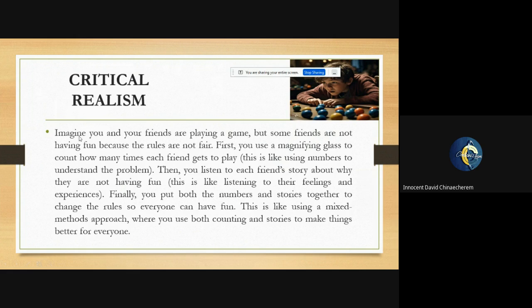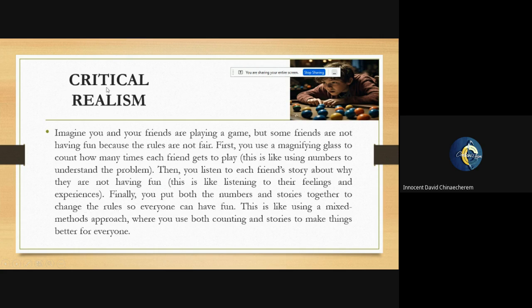If you look at this slide, imagine you and your friends are playing a game, but some of your friends are not having fun because the rules are not fair, right? First, you use a magnifying glass to count how many times each friend gets to play. This is just like using numbers to understand the problem, which is positivism. Then you listen to each friend's story, interpretivism, about why they are not having fun. This is like listening to their feelings and experiences.